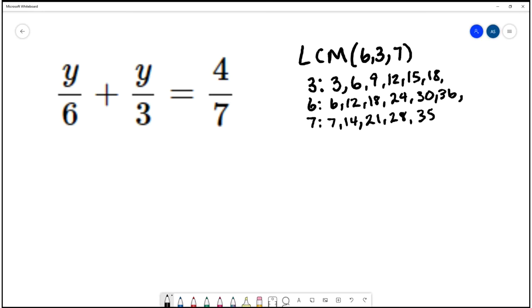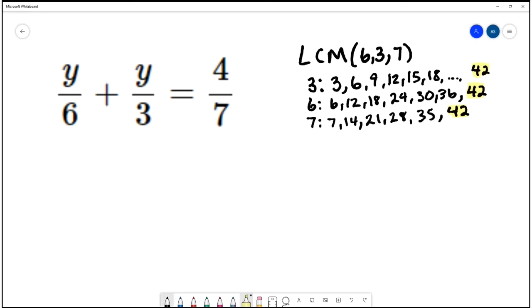So 36 is 6 times 6. 6 times 7 is 42. After 35, the next one would be 42. And 3 being such a small number means that it has lots of multiples. So we would have to go a long ways, but eventually we would get to 42 being a multiple of 3 as well. So 42 is a common multiple, and it is the least common multiple of these three numbers.